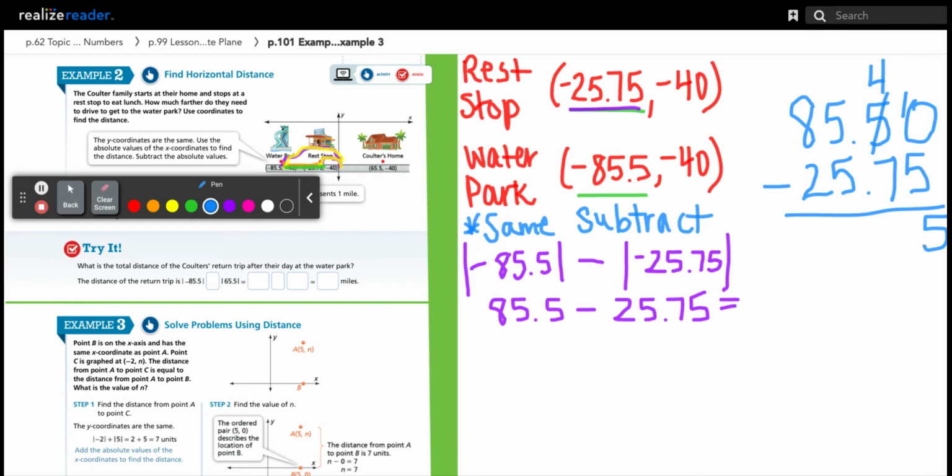Next step, 4 minus 7. Can I do that? Nope. So my 5 is going to become a 4. This 4 becomes a 14 because I carried over a 10. 14 minus 7 is 7.